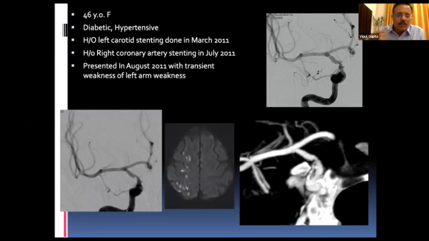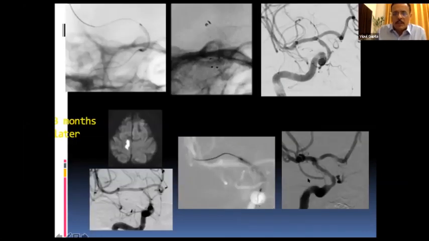This is one of my nightmare cases. This was a young lady, not too old, 46 years old, but diabetic, hypertensive, carotid artery stenting done, coronary artery stenting done, and had recurrent attacks. Severe stenosis here, multiple embolism, and look at this VasoCT. This is the plaque. So you realize it's a very complicated, heterogeneous plaque with patchy calcification within it. Maybe that should have been the warning.